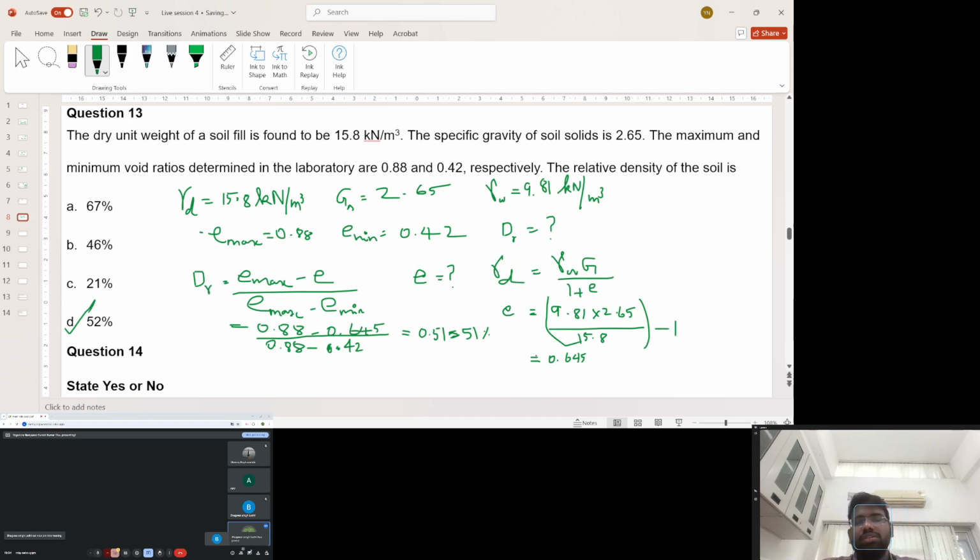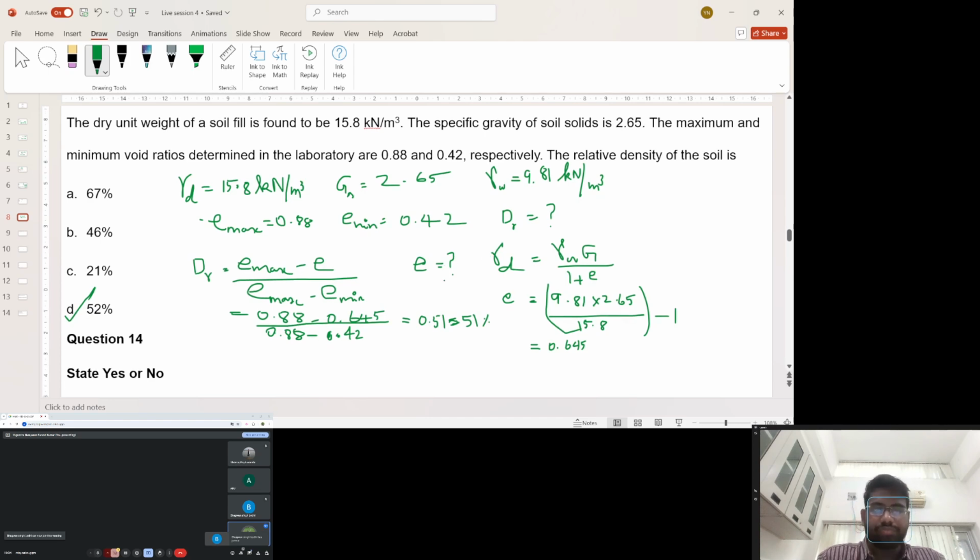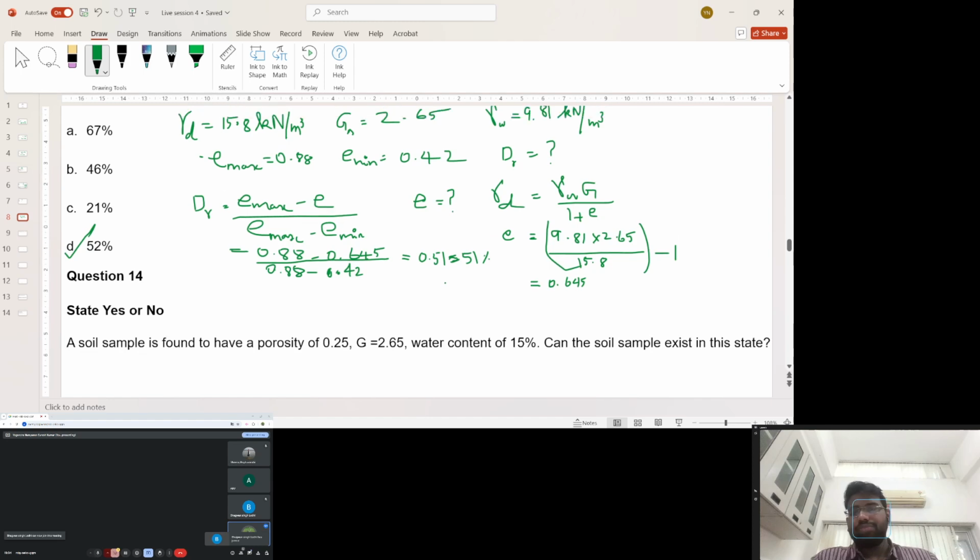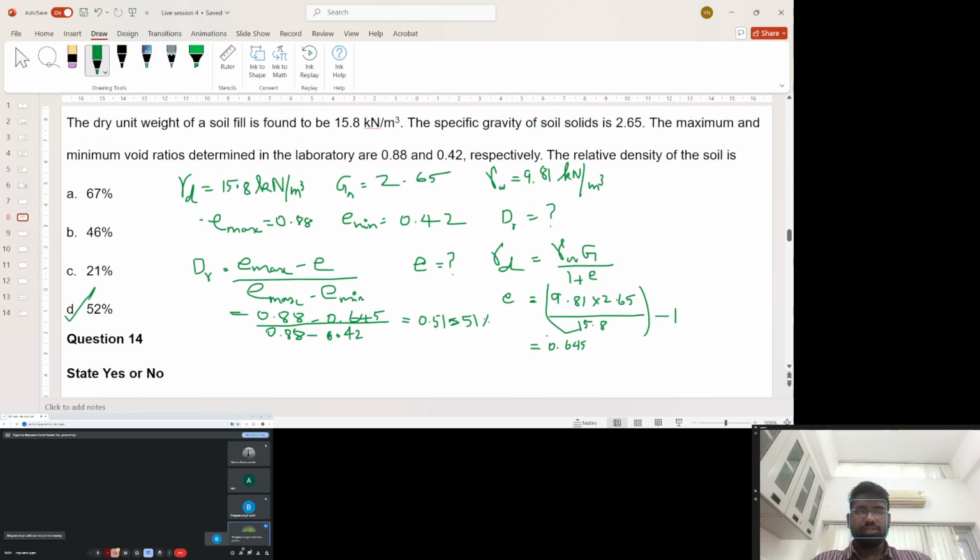This minor variation is due to the value of the unit weight of water. If you use 10 or if you use 9.81, these fluctuations are bound to occur. It should not give drastically erratic results, but this 1 or 2% is fine, right? Any doubts?